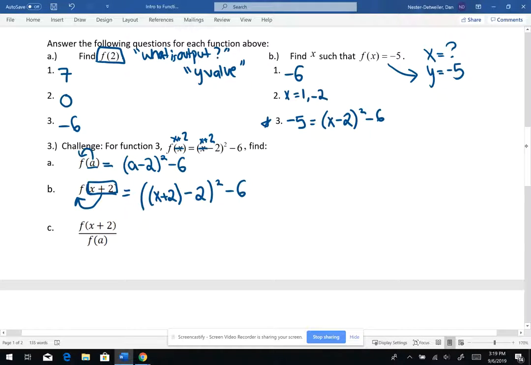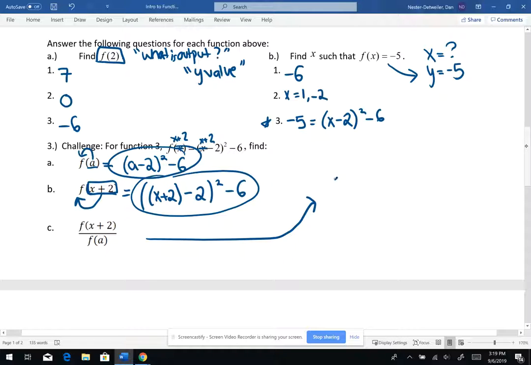And for an extra challenge, it says f of x plus 2 over f of a. Well, that just says take whatever f of x plus 2 is, which is this, and divide it by whatever f of a is, which is this. So I don't have a lot of room. I'm going to sketch it over here. F of x plus 2 would be this long, ugly looking thing. Just because it looks ugly doesn't mean it's super complicated. It looks complicated, but it's the same idea. So you're just going to divide whatever f of x plus 2 is by f of a. It's ugly, I recognize that. But again, all you did was take the input and plug it into the function it tells you to plug into.